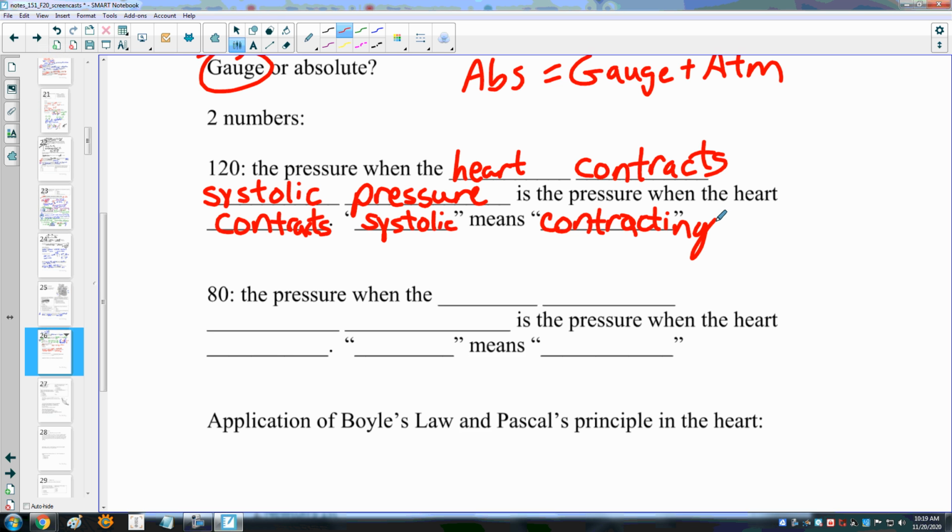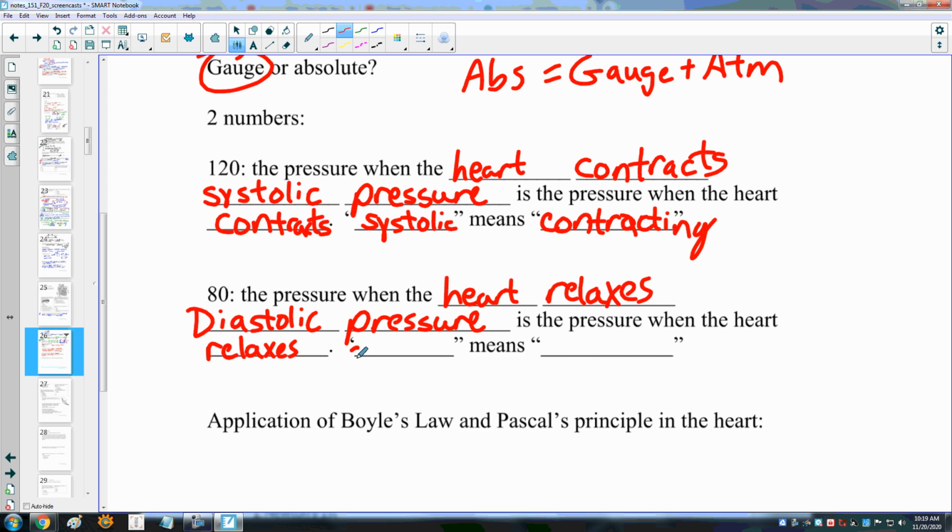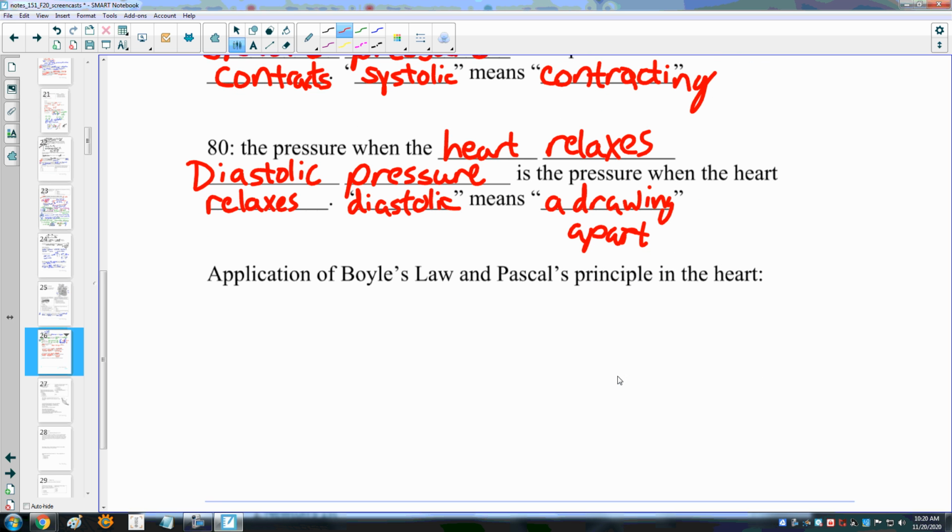I don't know why they don't call it the contracting pressure, but anyway, the lower number is the pressure when the heart relaxes. This is called the diastolic pressure. Diastolic pressure is the pressure when the heart relaxes. And diastolic means a drawing apart. So it's like when the heart relaxes, it gets bigger, and then that pressure is going to go down. Also, we can apply Boyle's law in this case.